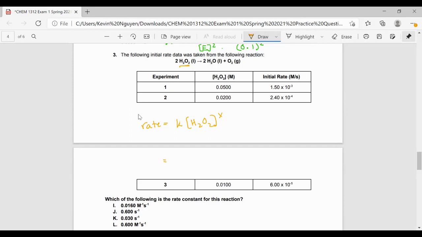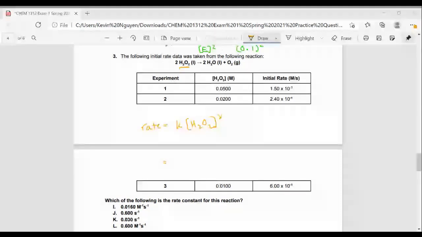Rate equals. Sorry, I'm a tad bit stumped here. Give me 1 second to think this out.